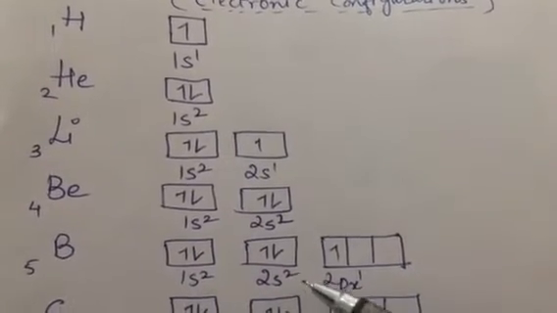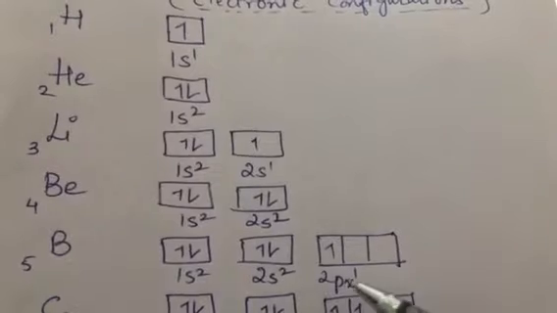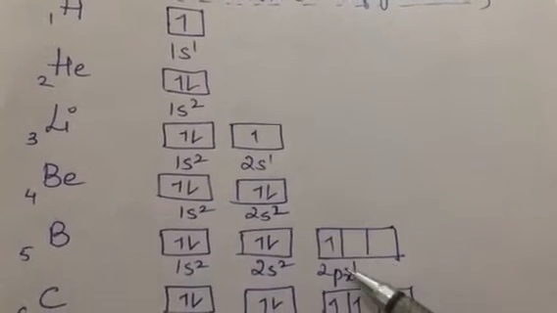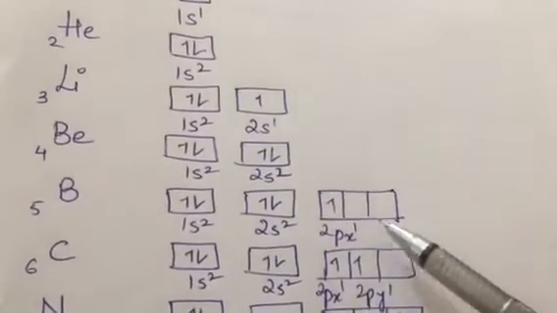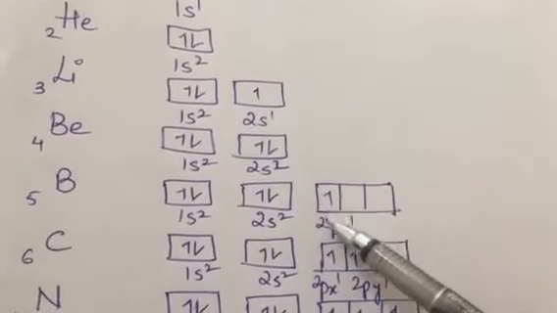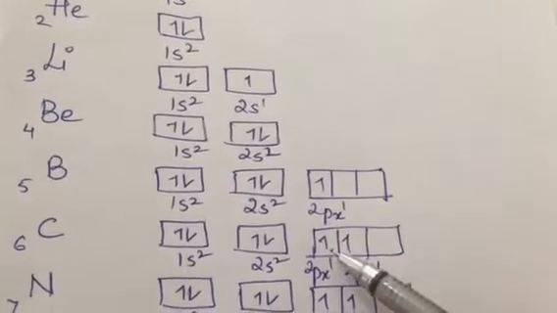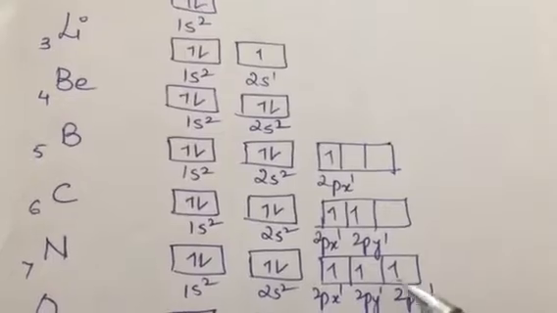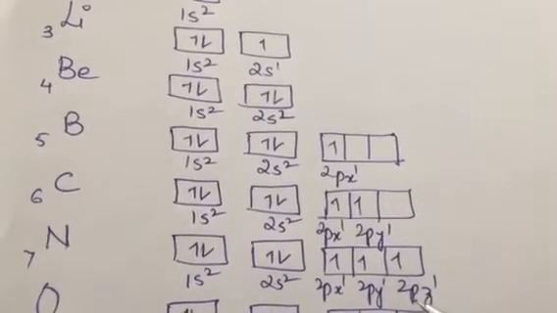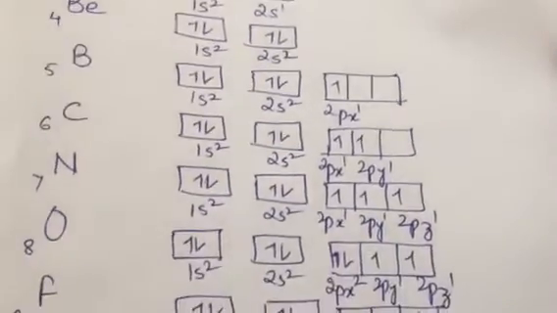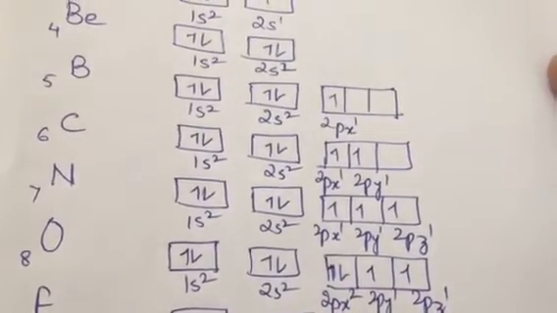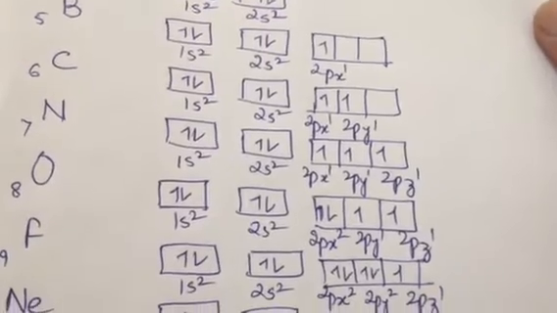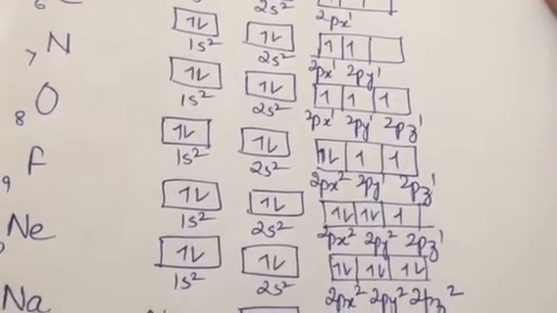After 2s, according to the Aufbau principle, it's the turn of 2p orbitals. Now we know there are 3 2p orbitals, 2px, 2py, 2pz. So first of all, we would give 1 electron to 2px. In carbon, the next electron would be given to 2py. In nitrogen, the next electron would be given to 2pz. In oxygen, the fourth electron is paired up, first in 2px, in fluorine in 2py, in neon in 2pz.